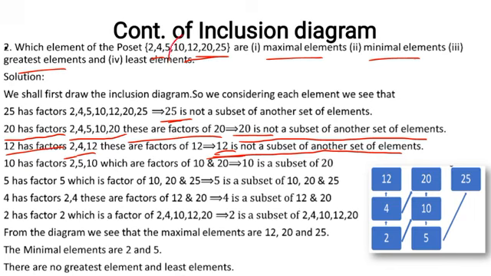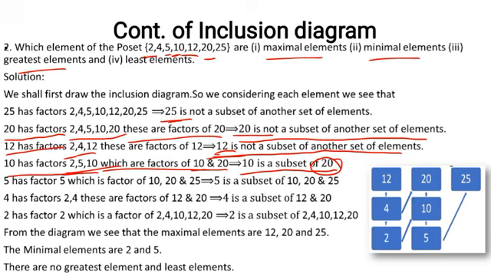Next element is 10. Okay, let's look at 10. So 10 has factors 2, 5, and 10. Is it true? Look at it from the set. Over here we have 2 can divide 10, 5 can divide 10, and 10 can. So that's how we got the elements there. And these are factors of 10 and 20, right? Because 2, 5, and 10 can divide 10 itself. 10 can divide 20. So it is a subset of 20 and lies right under 20.